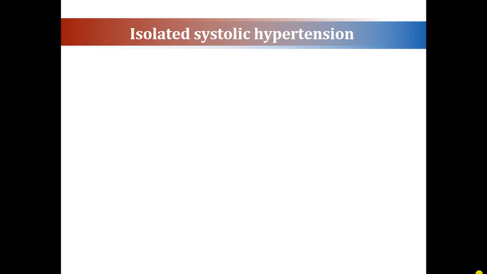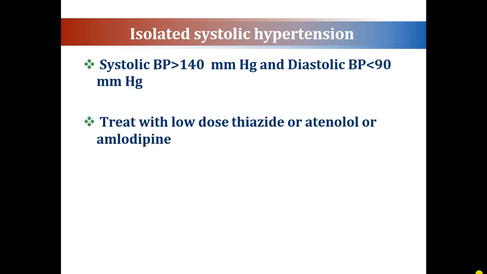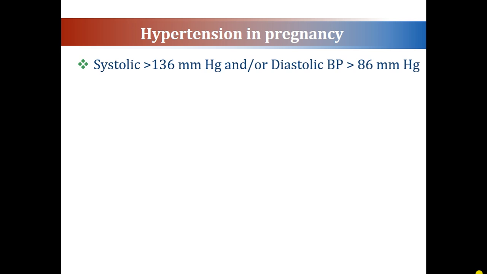Next is isolated systolic hypertension, where systolic BP is more than 140 mmHg and diastolic less than 90 mmHg. Treat with low dose thiazide or atenolol or amlodipine. How to treat hypertension in pregnancy? If systolic is more than 136 mmHg and or diastolic more than 86 mmHg, there are two varieties.